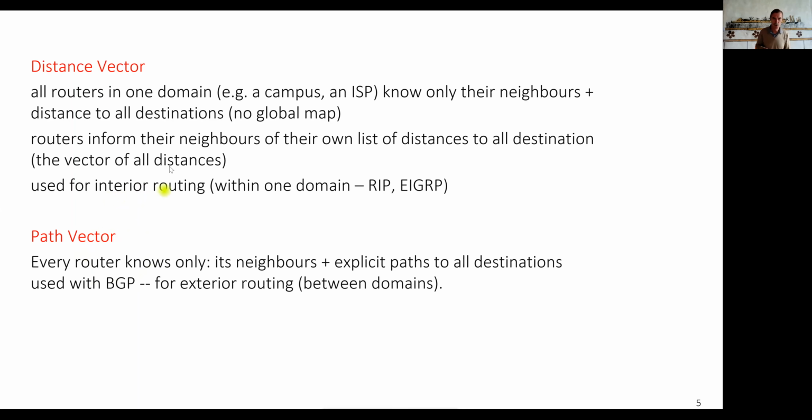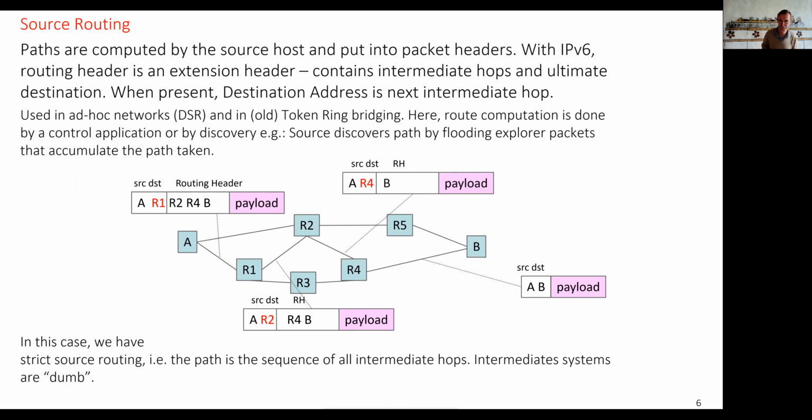Path vector, so we will see distance vector at the end of the course. Well-known protocols like RIP use this method. Path vector is a radically different story. With path vector, every router knows its neighbors, but also explicit paths to all destinations, and it's used for BGP. We'll do an entire lab on BGP, so we'll speak about that later.